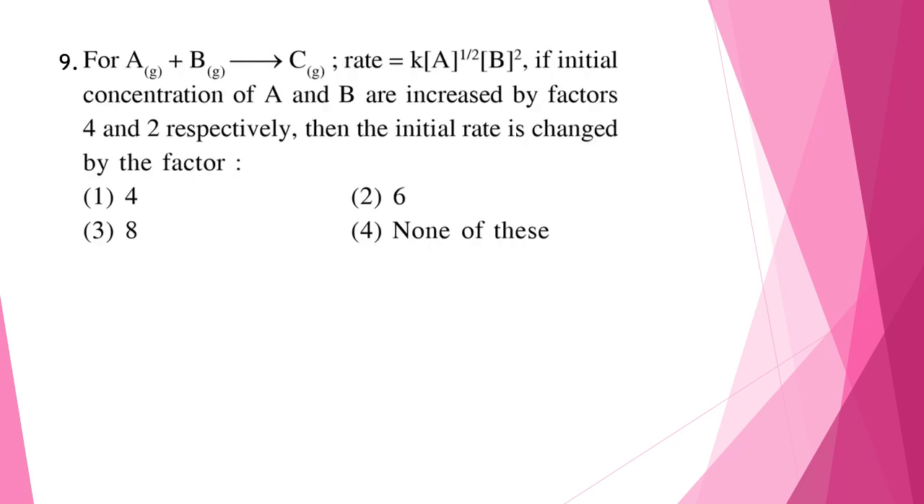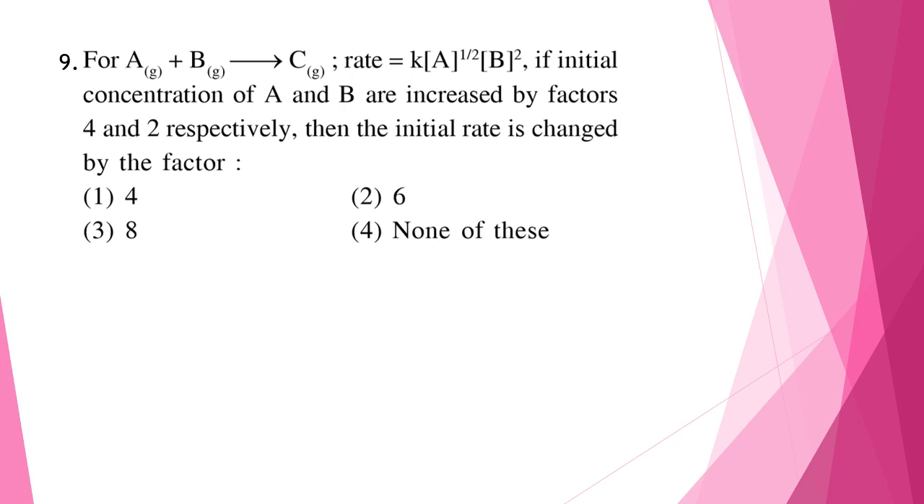Question 9. For A plus B gives C, rate is equal to K A to the power 1 by 2, B to the power 2. If initial concentrations of A and B are increased by a factor of 4 and 2 respectively, then the initial rate is changed by the factor of.